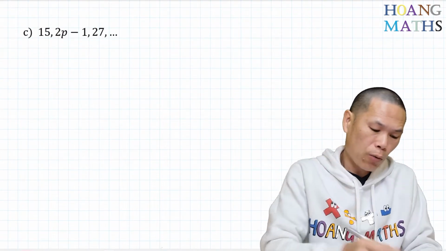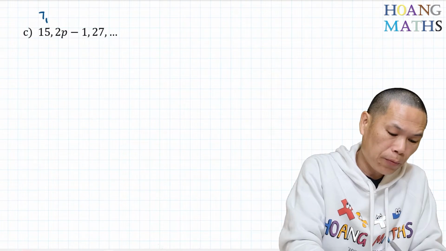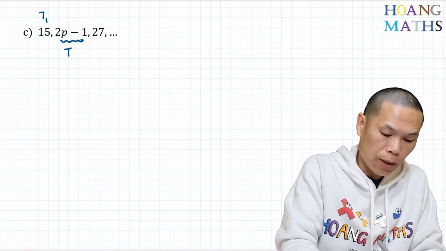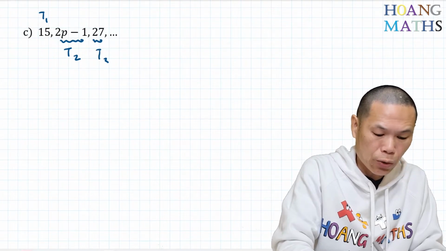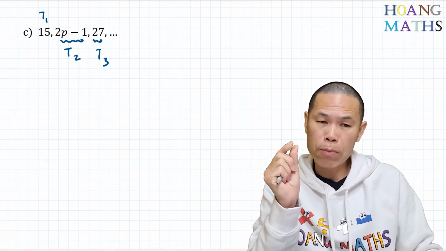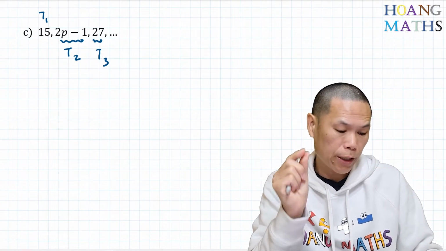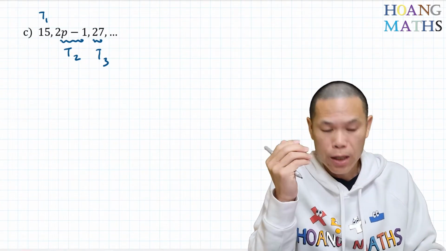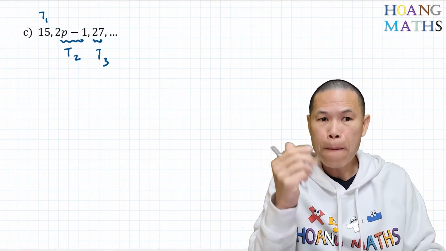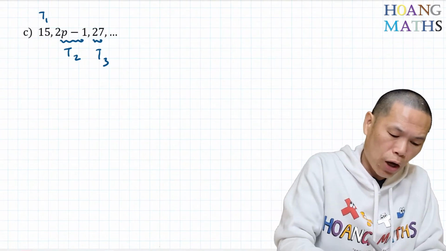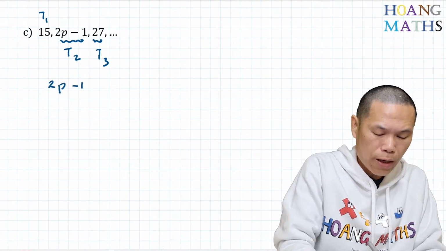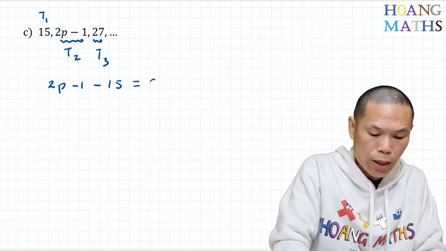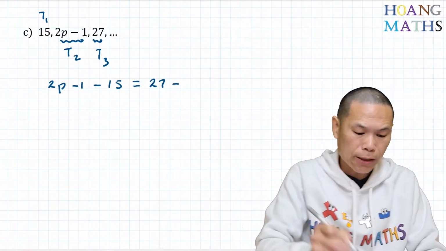Now part C. Again, we have term 1 is 15, term 2 is 2p minus 1, and term 3 is 27. So we just find the common difference. The common difference is term 2 minus term 1, which is exactly the same as term 3 minus term 2. So the common difference is term 2, that is 2p minus 1, minus term 1, that is 15, is equal to term 3, which is 27, minus term 2.